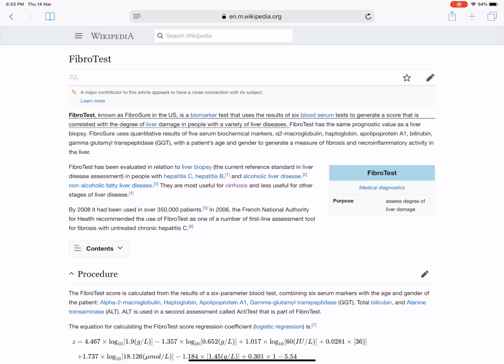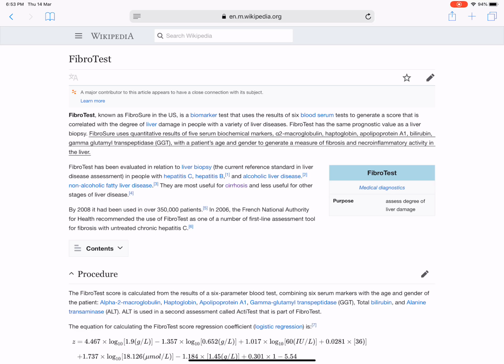FibroTest, known as FibroSure in the U.S., is a biomarker test that uses the results of 6 blood serum tests to generate a score that is correlated with the degree of liver damage in people with a variety of liver diseases. FibroTest has the same prognostic value as a liver biopsy.